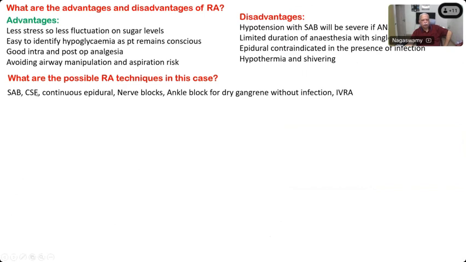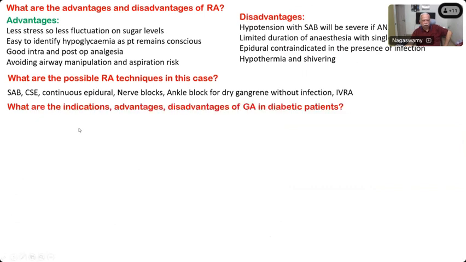Of course, epidural is to be just kept in place but not activated. Continuous epidural, of course, if the gangrene and the infection is very severe, better to avoid that. Nerve blocks, ankle block for dry gangrene without infection, and intravenous regional analgesia. Okay, these are the possible techniques that you can think of.